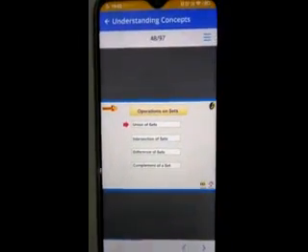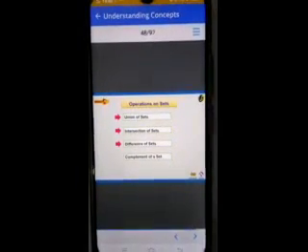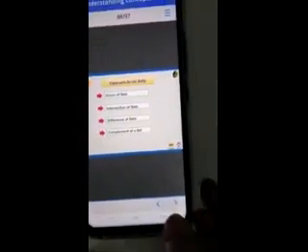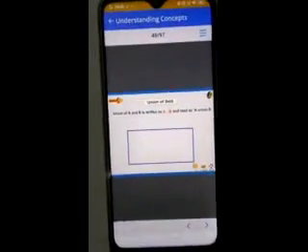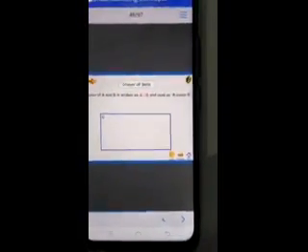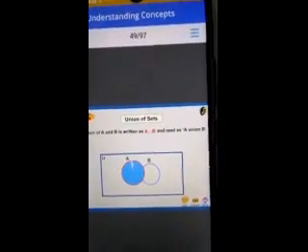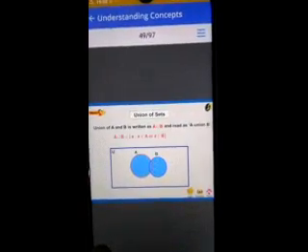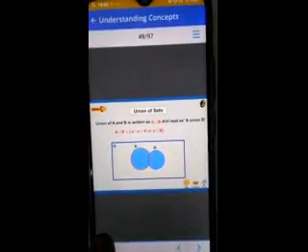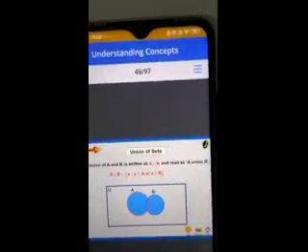Now we will learn about the union of sets, intersection of sets, difference of sets, and complement of a set. Union of sets. Union of two sets A and B is the set which consists of all the elements of set A and set B with their common elements taken only once. The shaded region represents the union of set A and set B.